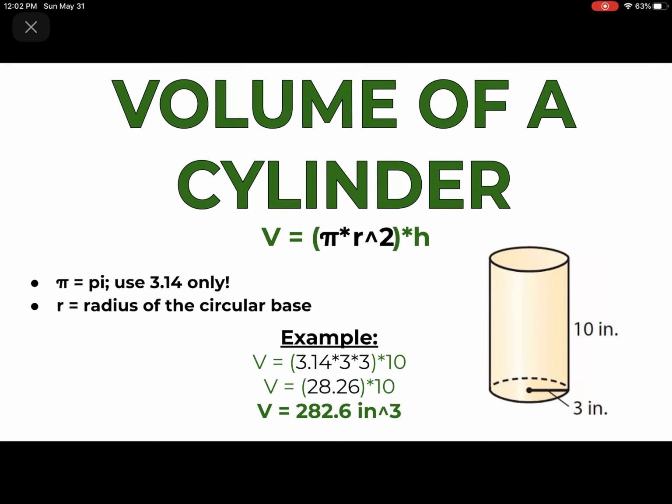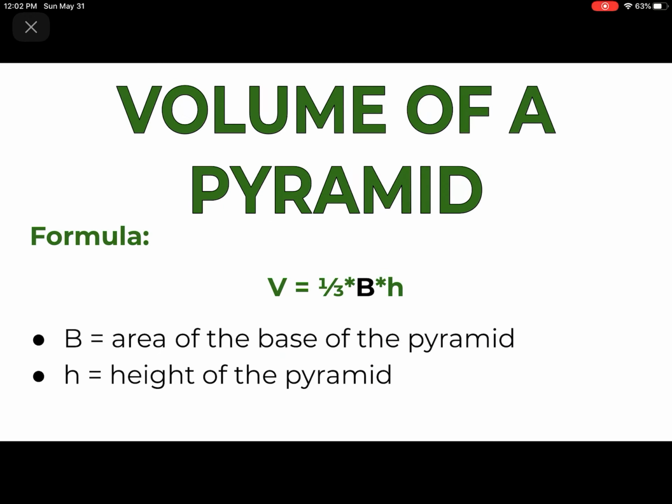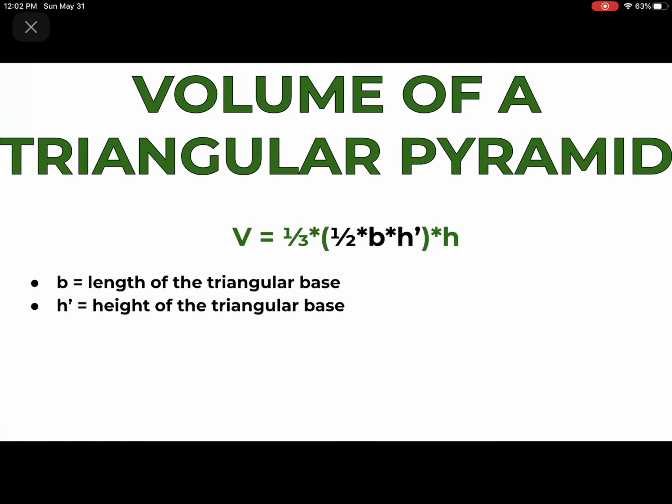All right? So these are all of our prisms. Notice how they're all straight up and down. Now we're going to talk about pyramids. Pyramids kind of meet at a point, so it takes away a lot of what was in a prism. So our formula is going to be 1/3 base height, where base is the area of the base of the pyramid and height is the height of the pyramid. All right, so with the triangular pyramid, our volume is going to be 1/3 times 1/2 times base times height prime times height. B is going to be the length of the triangular base, and H prime is going to be the height of the triangular base.